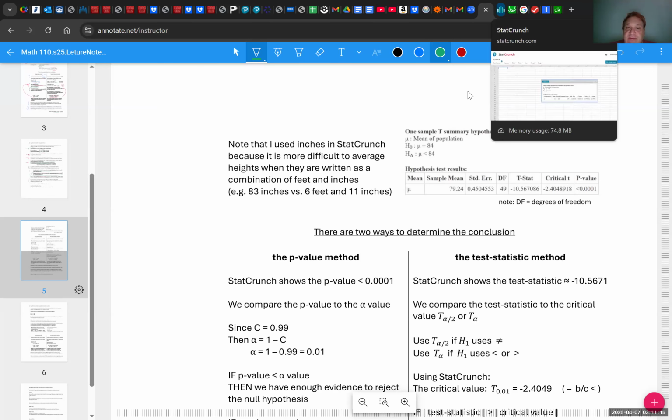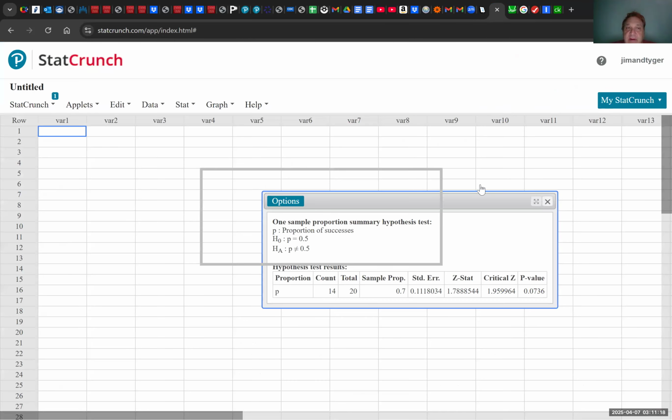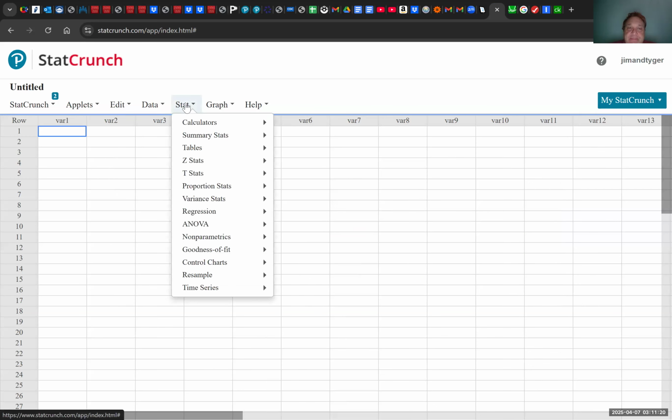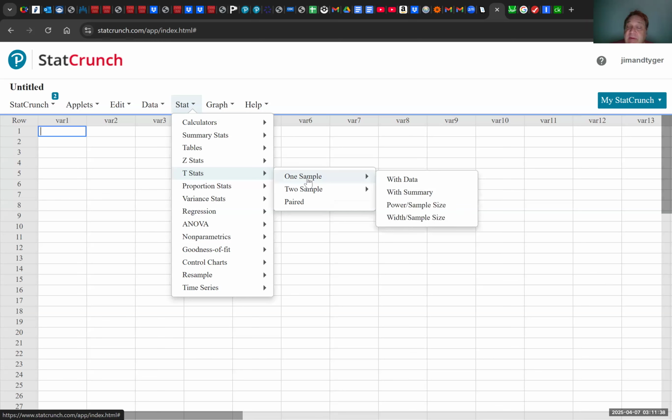So I go to StatCrunch. I go to stat, and you'll see there's a z-stats and a t-stats. So if I'm doing the z-stats version, when I know the population standard deviation, I'd use this one. In this case, we're using the t-stats method because we do not know the population standard deviation. Once again, we're doing one sample in this chapter. Later chapters do two samples. And then if I was given the raw data, I would do this one. I'm given a summary, so I'll go to summary.